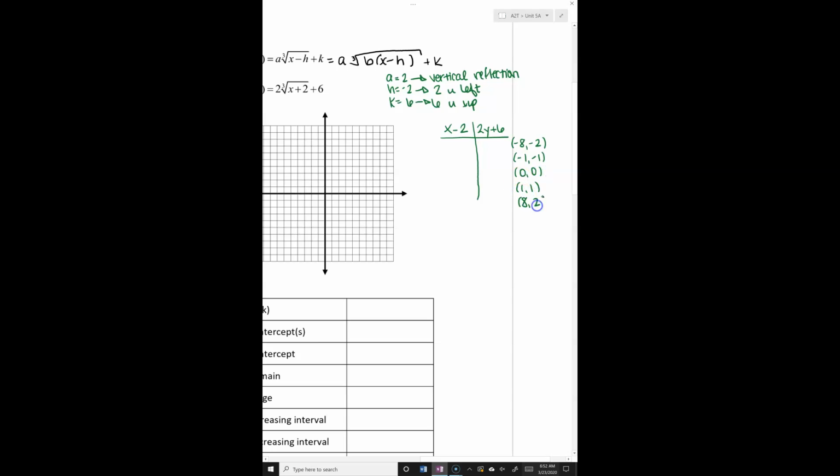You guys can do this on your paper. Okay, so if we plug in -8, we get -10. If we plug in -1, -3, 0, -2, 1, -1, and then 8, 6. For the y's, if we plug in -2, we get -4 plus 6, which is 2. If we plug in -1, we get -2 plus 6, which is 4. And then 6, and so forth. Finish it out with me, please.